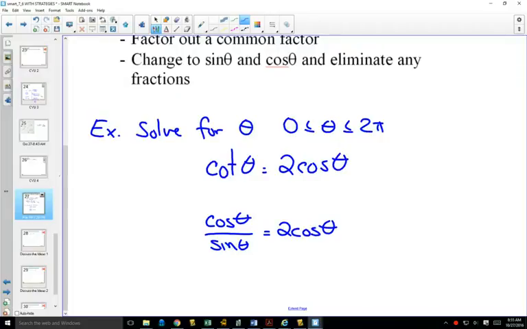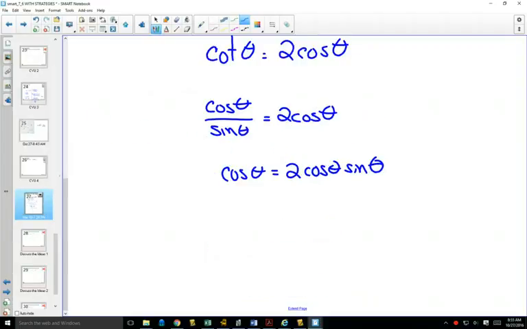And at this time, we're using the last strategy listed at the top. We're changing things to sine and cos. And then it says eliminate any fractions. We have a fraction right now. We could get rid of that fraction by multiplying both sides by sine. So if I multiply both sides by sine, I get cos theta equals 2 cos theta sine theta.